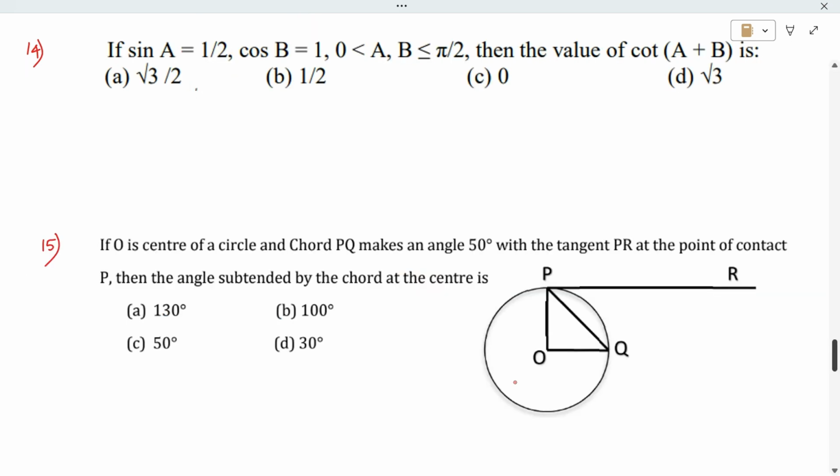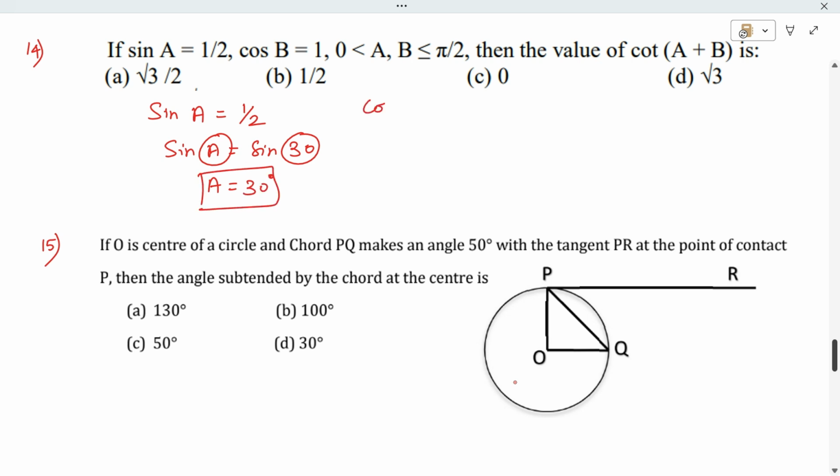Question number 14. If sin A is equal to 1 by 2. So when sin A will be 1 by 2? At sine 30 degree, isn't it? So I am writing sine 30 instead of 1 by 2. So here if you compare, A will be 30 degree, isn't it? Similarly, they have given another condition, cos B is equal to 1. So when cos will be 1, at cos 0 degree, isn't it? So when I am comparing, I am getting B as 0 degree, isn't it?